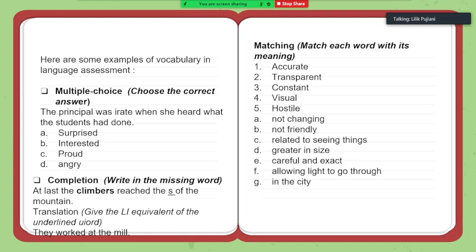And the last is matching. Matching means match the word with its meaning. In here, there are five numbers, number one until number five, and we try to match number one until number five with the options A until G. Next, we go on to the next slide.